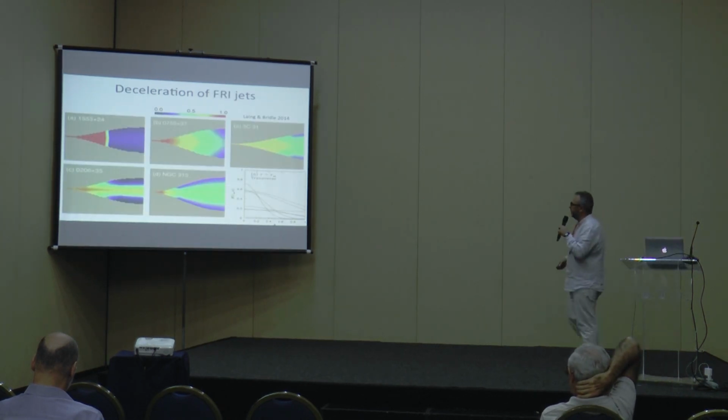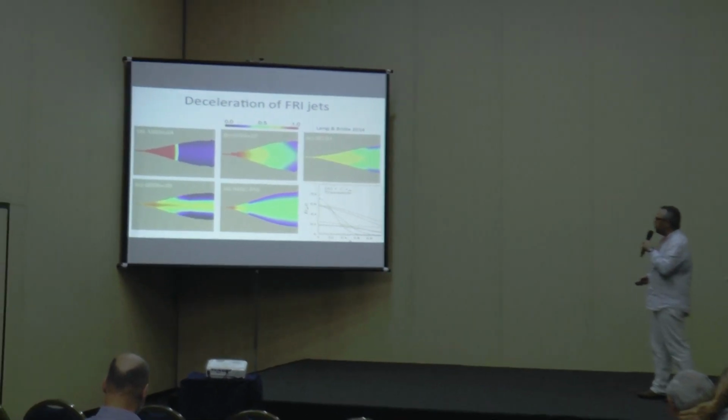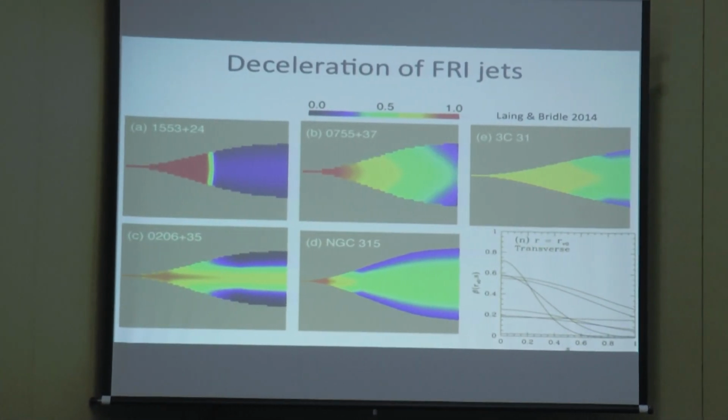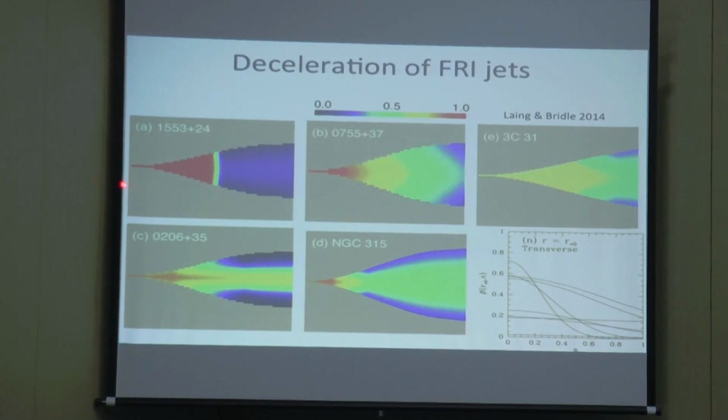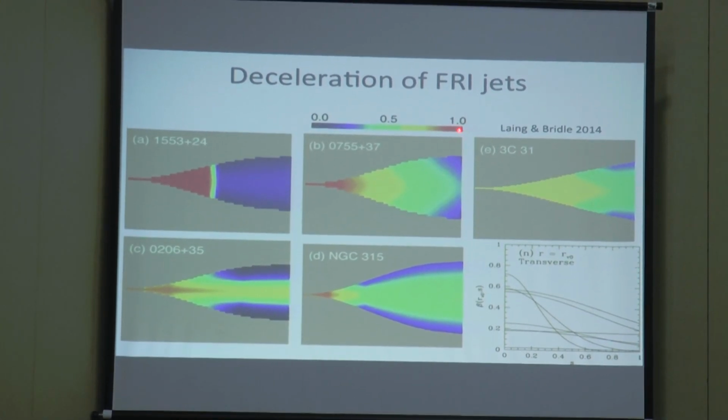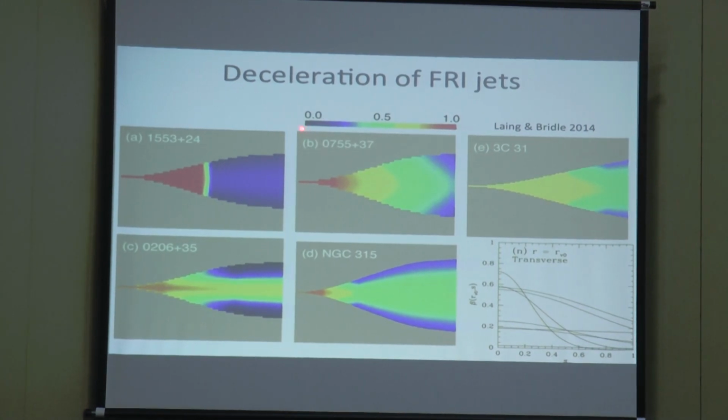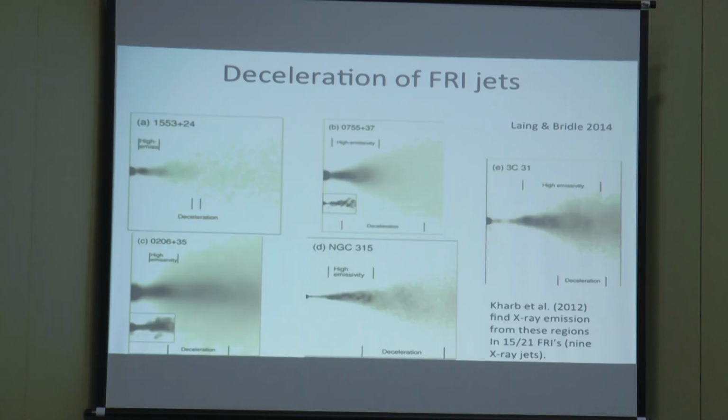So here is the modeling that Laing and Bridle produced for some well-known FR Is, and this is the velocity with distance. You see that the drop, this is basically the speed of light, zero, that the change in the velocity of the jet is kind of gradual. It's not discontinuous, except in one case. It's a kind of weird case, but the others are changing gradually. And here you see the transverse structure of jet velocity. At some point you see that jets are decelerating and developing wide shear layers, right? So they are expanding and decelerating.